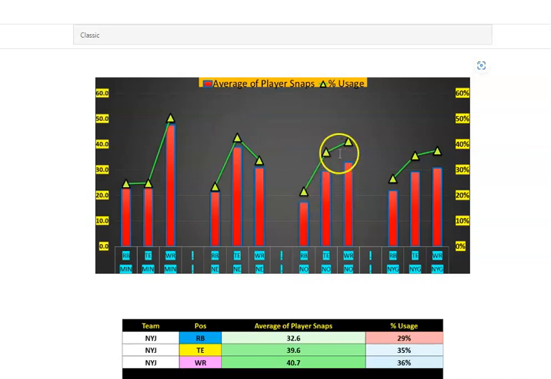New Orleans, their tight end is fine. The wide receivers, though, not happy about this. This is weak, and with Kamara, look at this. Of course, I know he didn't play last week. Very concerned about New Orleans.